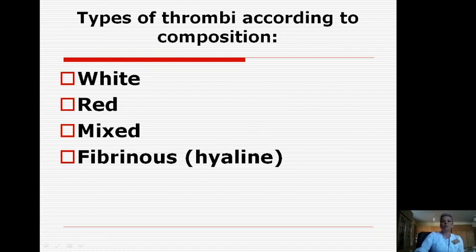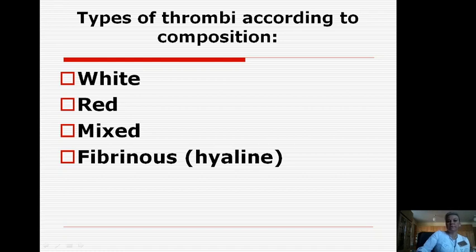Which types of thrombi according to the composition? There are four types. White thrombus consists of fibrin, fibrin, leukocytes and thrombocytes, platelets. This type of thrombus we can see in the artery.